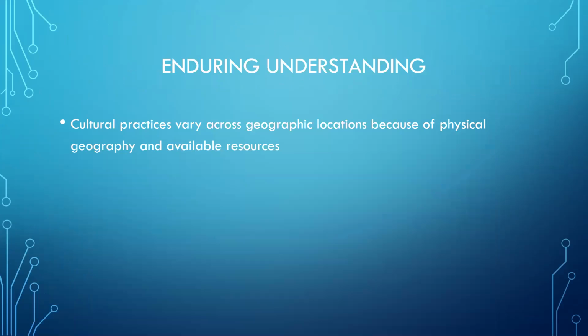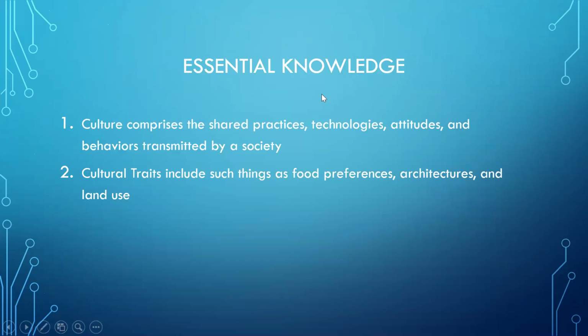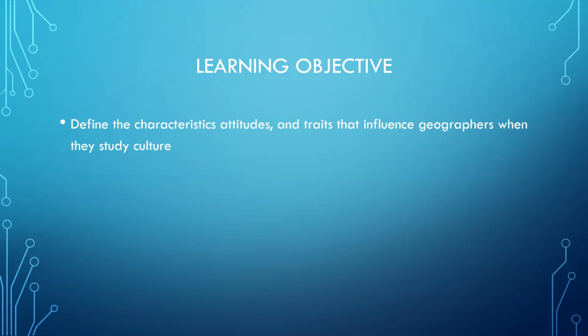So, the enduring understanding for 3.1 is that you'll be able to understand that cultural practices vary across geographic locations because of physical geography and the available resources. Learning objective for this topic, you'll be able to define the characteristics, attitudes, and traits that influence geographers when they study culture. And of course, the two big things you'll be able to understand here are culture and cultural traits specifically. So understand these three here, and you'll be good to go.